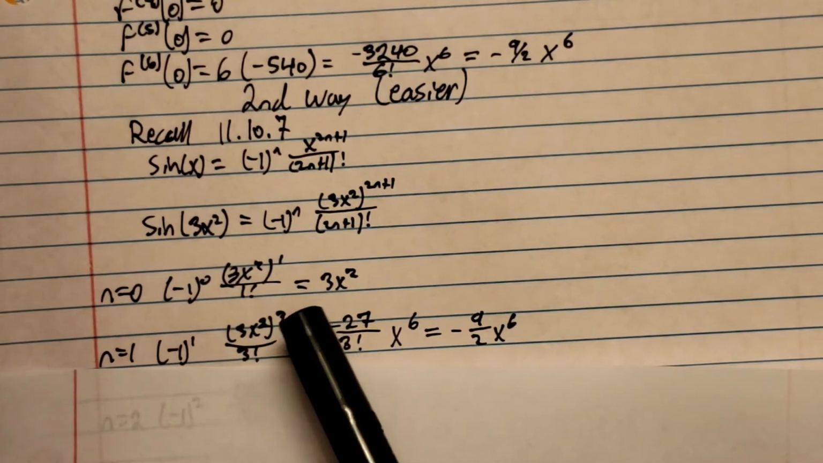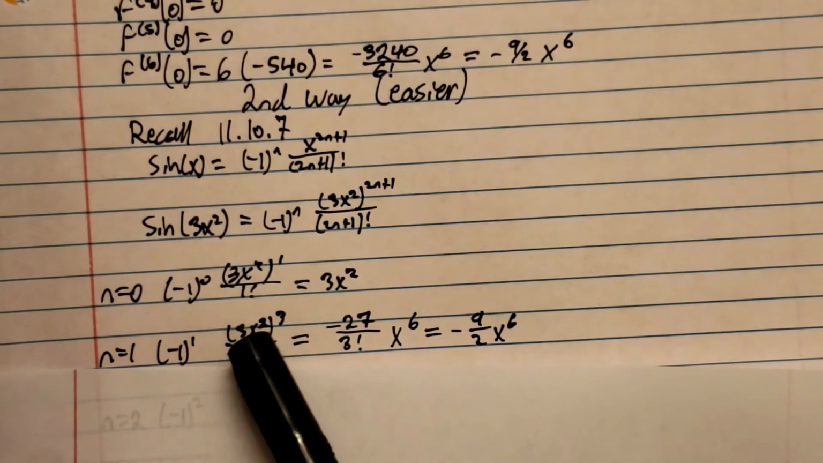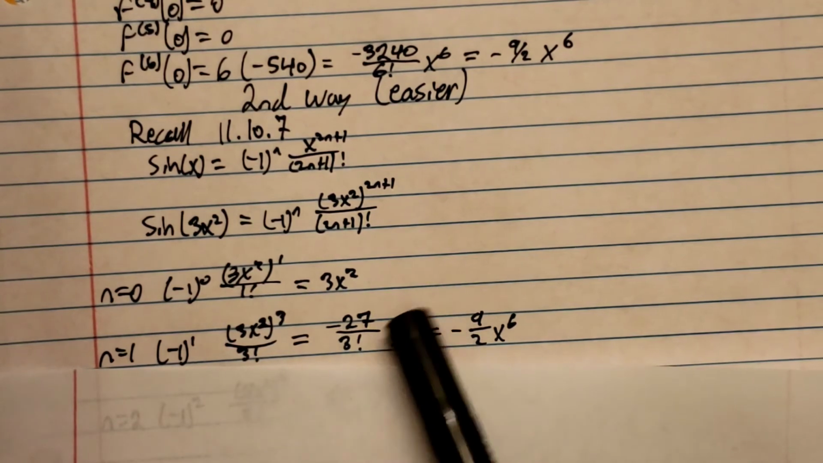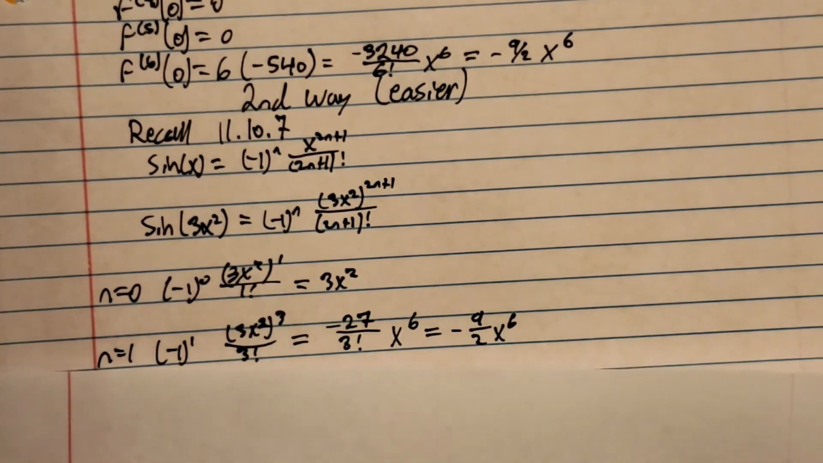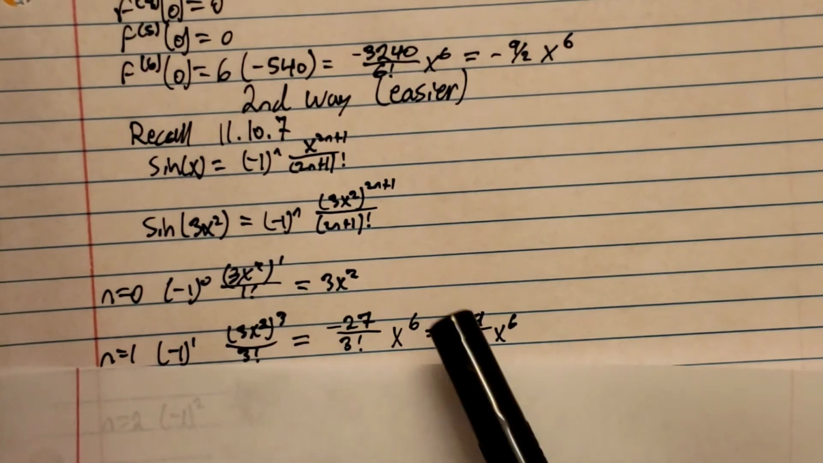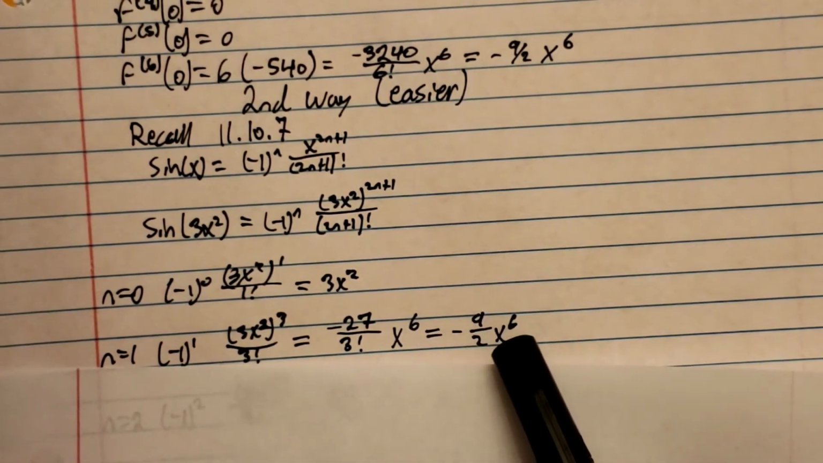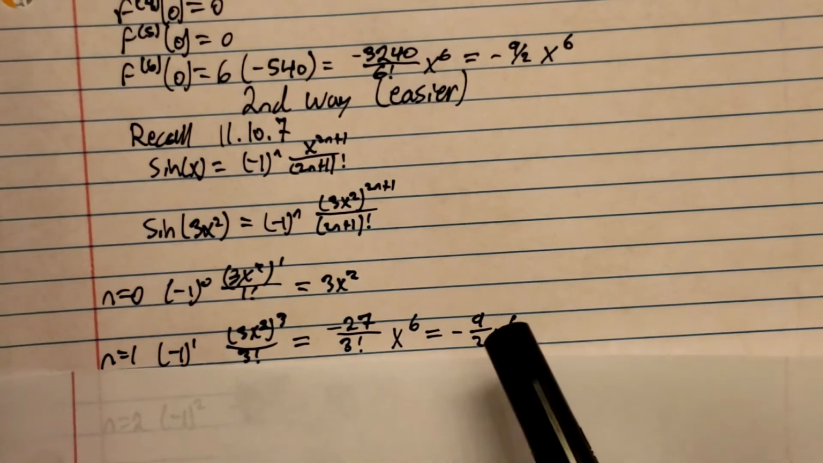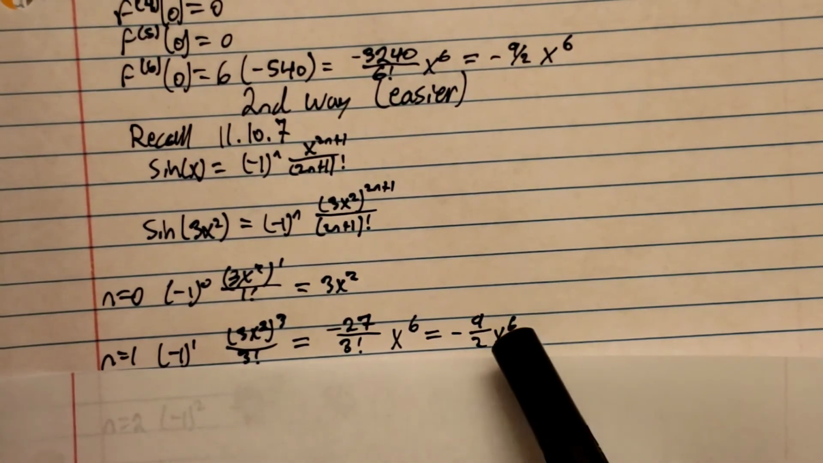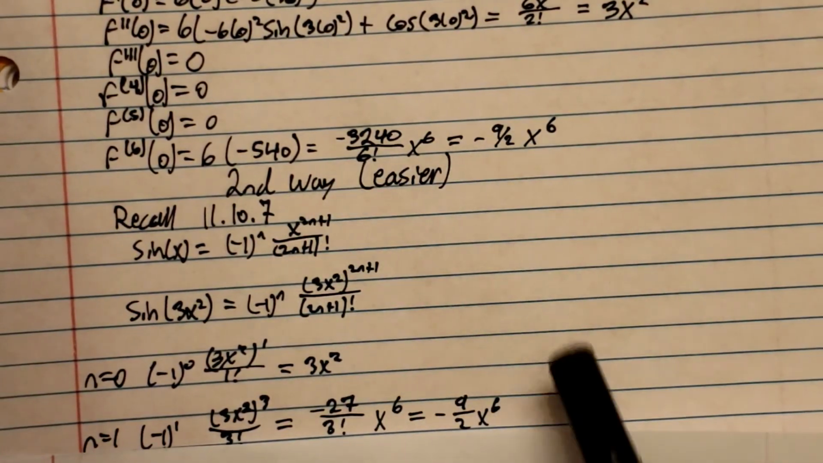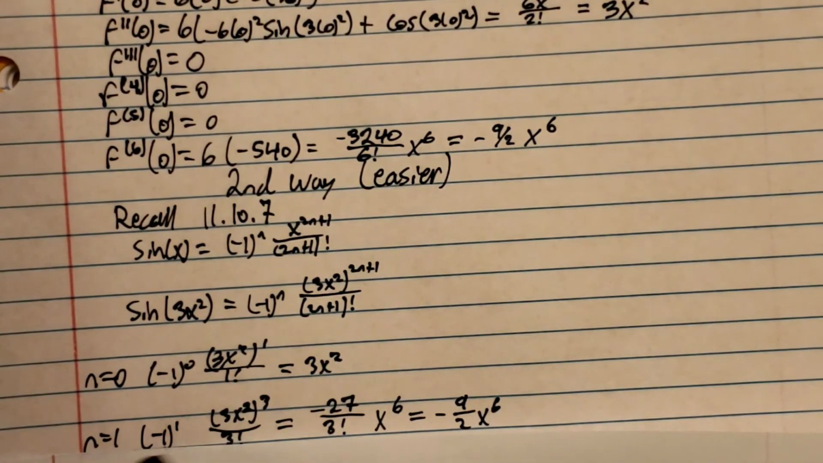Well, don't forget to take the power of 3 to both the 3 and the x. So it would be negative 27 and then x^6 over 3 factorial. Well, 3 factorial is just 2 times 3, which is 6, so 27 divided by 6. If you lower that down, you can get to negative 9 over 2, times x to the 6. Well, right up here, that's the same answer. Okay. But this is way easier already.